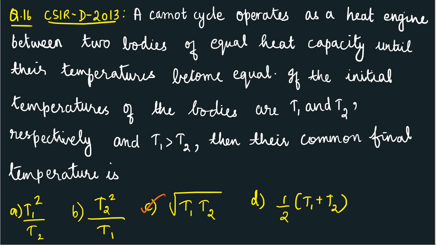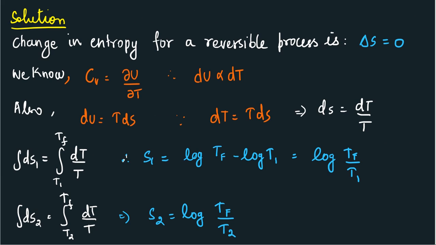A Carnot cycle operates as a heat engine. So remember, Carnot cycle is also called a reversible engine. It operates as a heat engine between two bodies of equal heat capacity until their temperatures become equal. If the initial temperatures of the bodies are T1 and T2, and T1 is greater than T2, then the common final temperature is? So we have to find the final temperature. Some sort of tricky question, but we'll just start. How can we do it? Okay, so just read again.